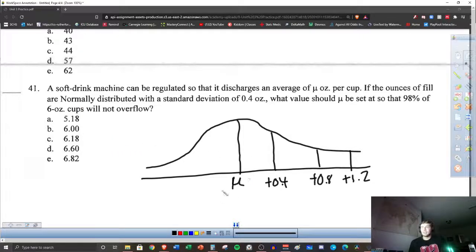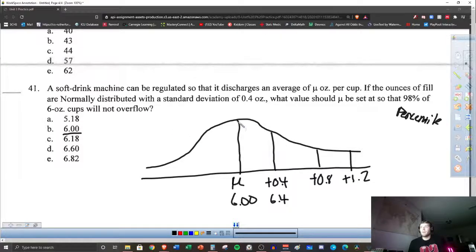But I want you to think about this. If we set the mean at 6, what's going to happen immediately within 1 deviation? That gets us 6.4. It's already overflowing, right? And where is 98% going to fall? Remember, this is a percentile here because it's saying 98% of 6-ounce cups will not overflow. That's what it's saying.